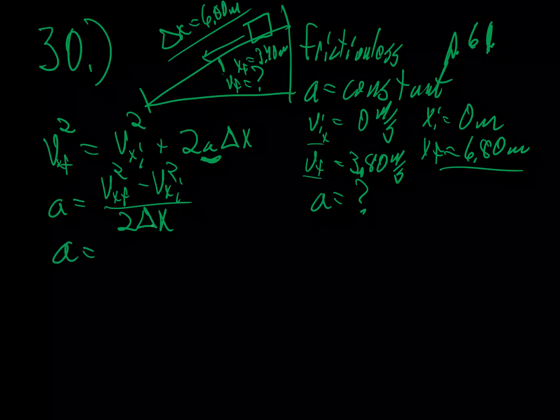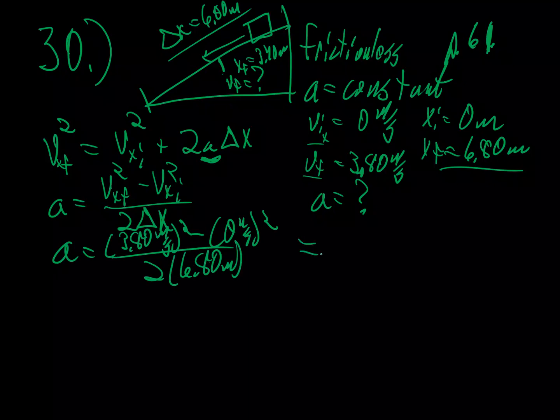So the acceleration is equal to, the final velocity was what, 3.8 meters per second? Yeah. So it's 3.80 meters per second squared minus 0 meters per second squared, over 2 times 6.8 meters. And that's going to give you an acceleration of 1.06, and it is 3 sig figs, 1.06 meters per second squared. Okay, now we have an acceleration.